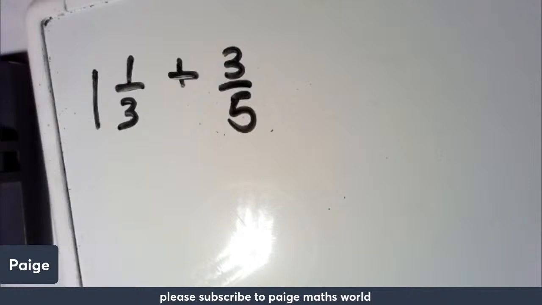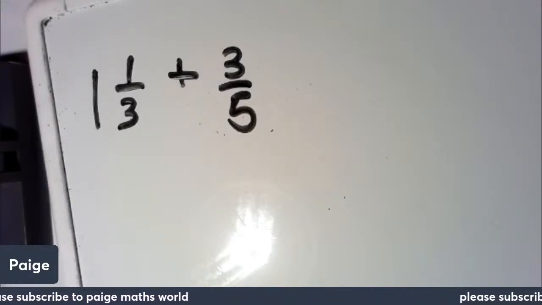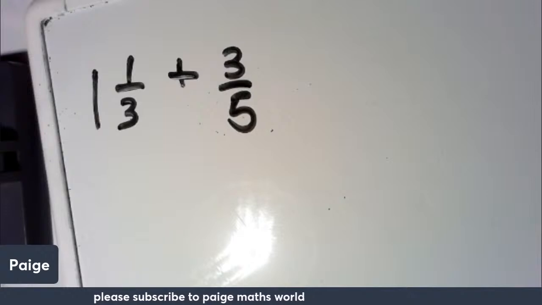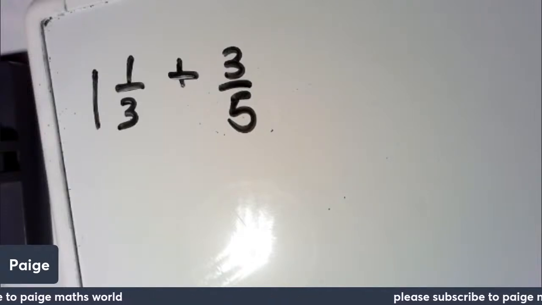Converting to an improper fraction, so what do you know? That will be 3 plus 1, 4. So that will be 4 over 3 plus 3 over 5. Am I right? So who's going to give me the answer for this one?